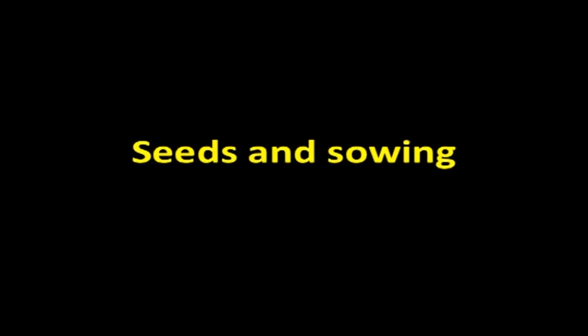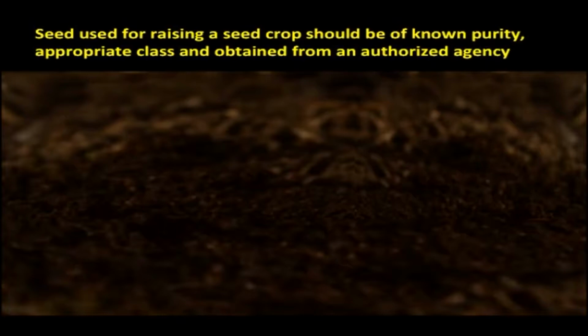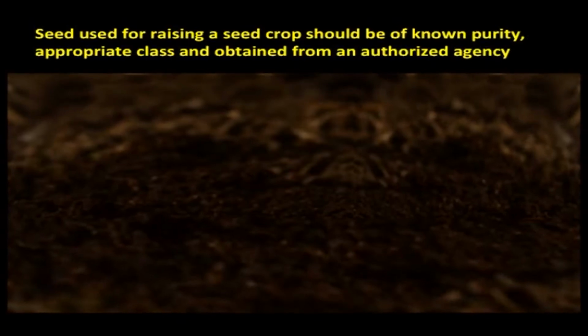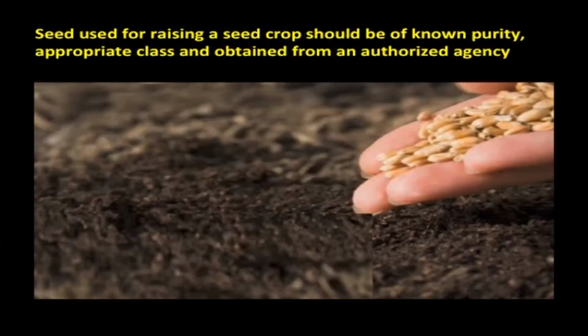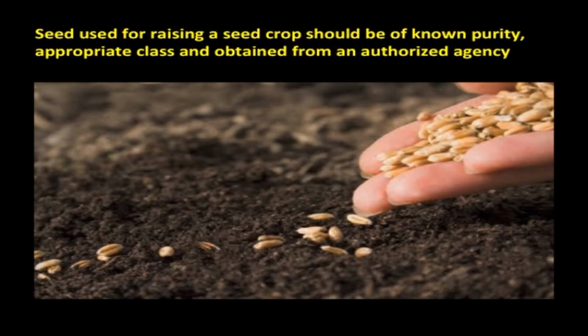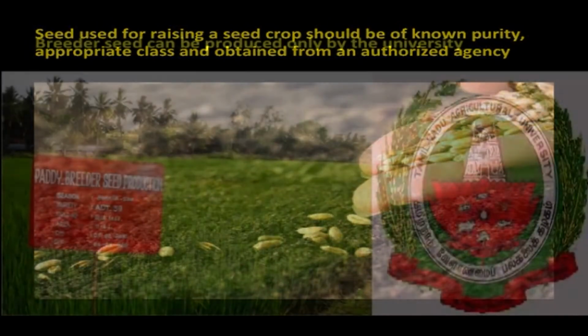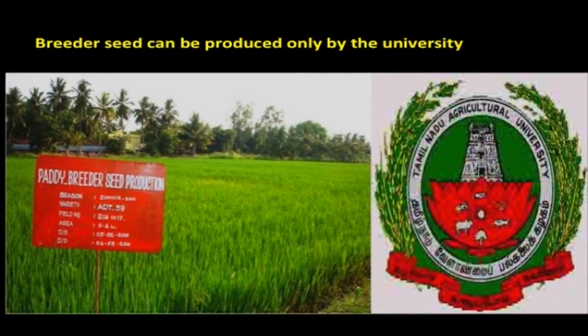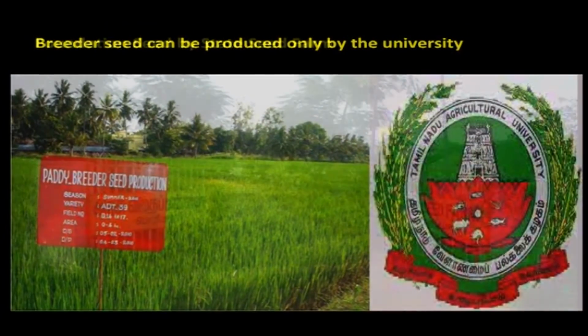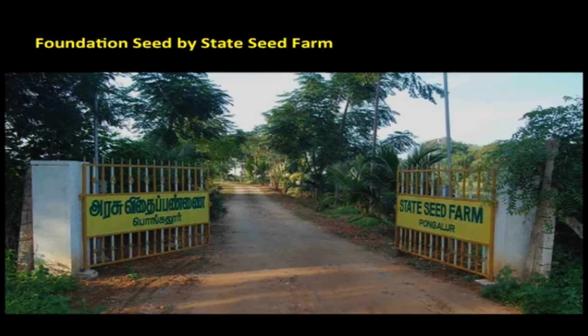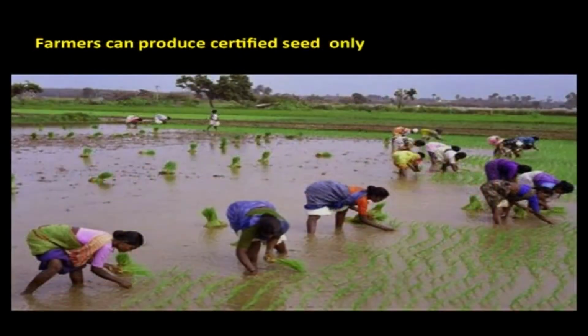Fifth point is seeds and sowing. Good seed makes a good crop. Similarly, the seed used for raising the seed crop should be of known purity, appropriate class, and invariably obtained from an authorized official agency. For example, breeder seed can be produced only by the university, foundation seed by state seed farm, and farmers can produce certified seeds only.